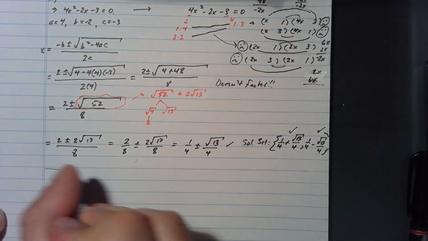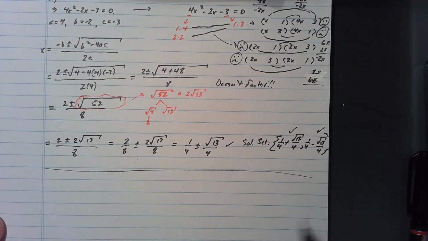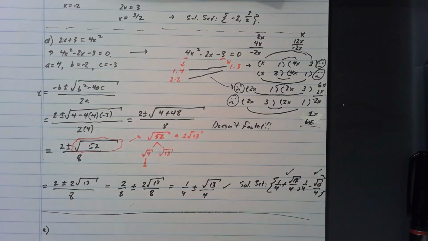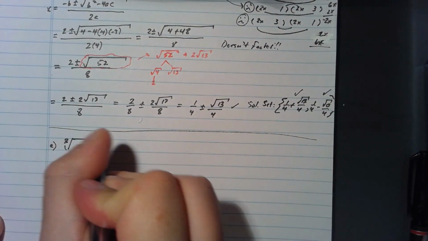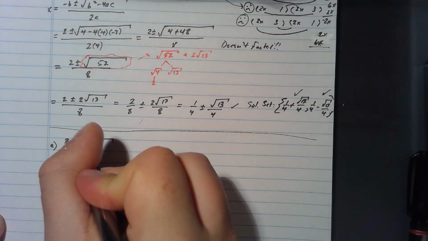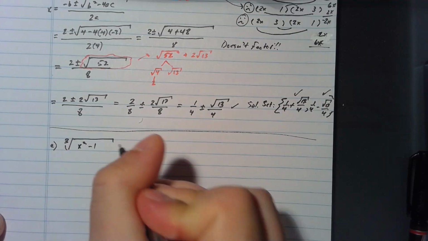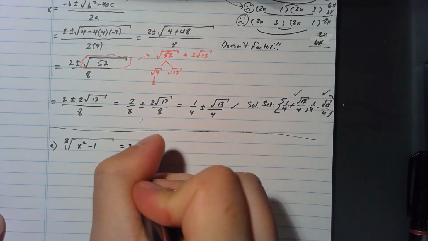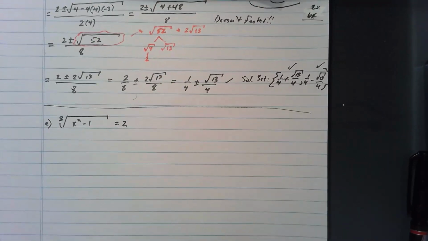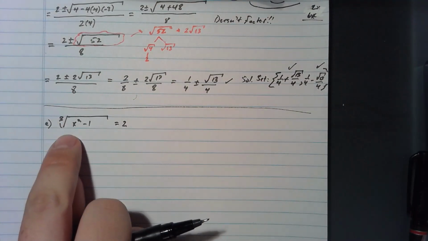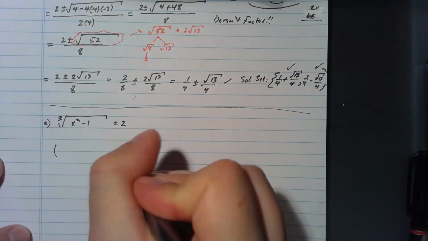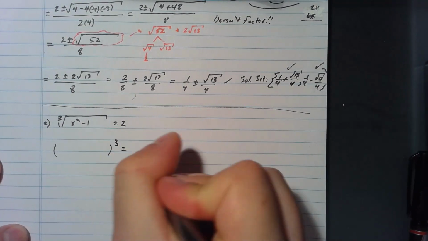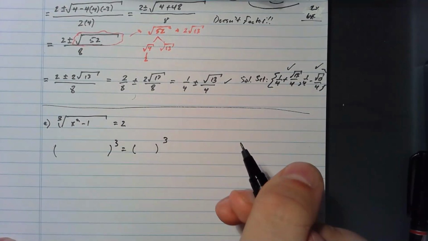Alright. Letter E. Alright, that was D. Let's do letter E. So I have the cube root of x squared minus 1 equals 2. Now this one's easy. This one's pretty easy. Since I have the cube root of something, to get rid of it, you're just going to raise both sides to the 3rd power. That's all you're going to do.